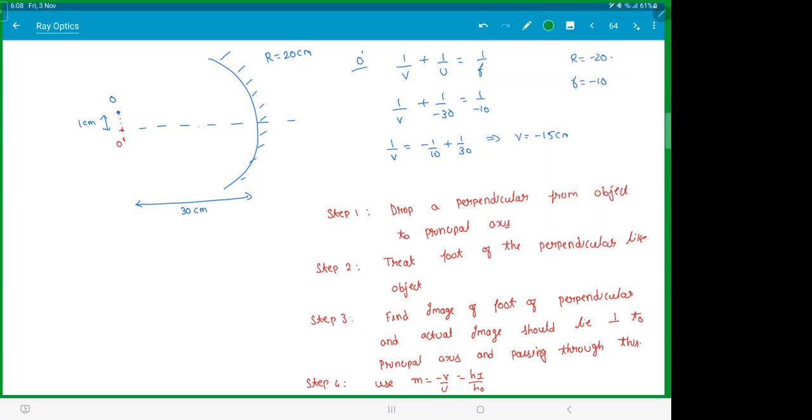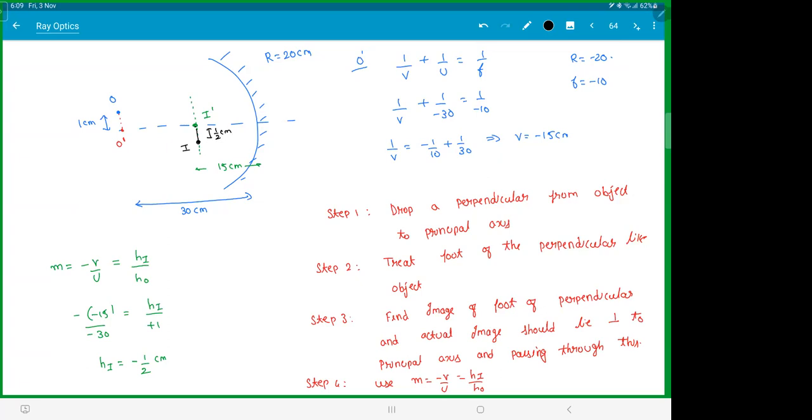That means the image of this O dash will be somewhere here, I dash. Now I know it will be somewhere on this line at a distance of 15 centimeters. Then using the formula for magnification, m is equal to minus v by u, which is height of the image by height of the object. v is minus 15, u is minus 30. Signs are important. Height of the object is plus 1. Above the principal axis is positive, below is negative. Therefore, height of the image will be minus half centimeter. Minus indicates it is below. So the image of this point is half centimeter below here. This is I, at a depth of half centimeter.